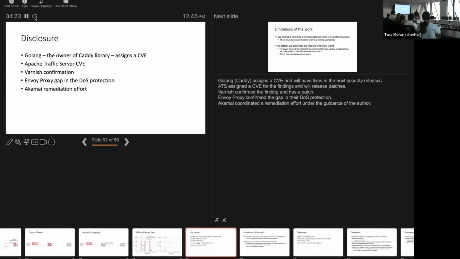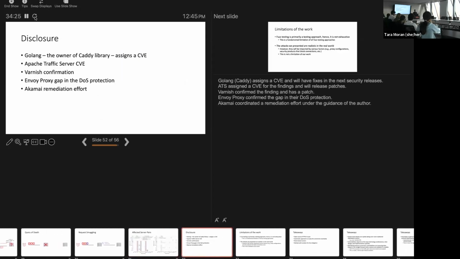So we did disclose all the issues that we found. CVEs were assigned. Apache also assigned a CVE for some of the issues that we found. Varnish confirmed some of the issues that we reported to them. And Akamai, because we had good connections to them, started the remediation efforts, right? So they were very happy with the results. It ended up improving their systems as well, right?